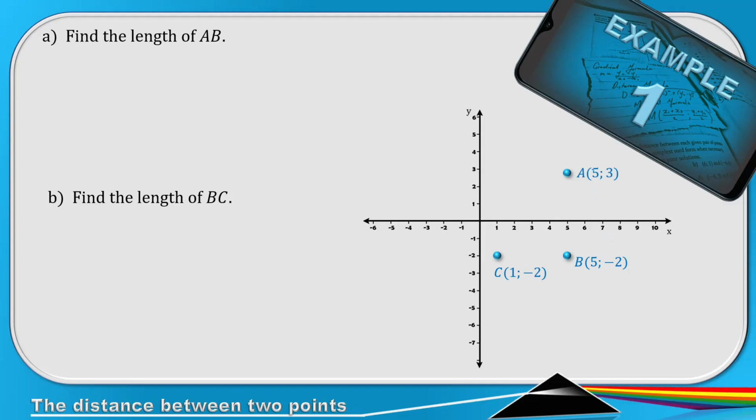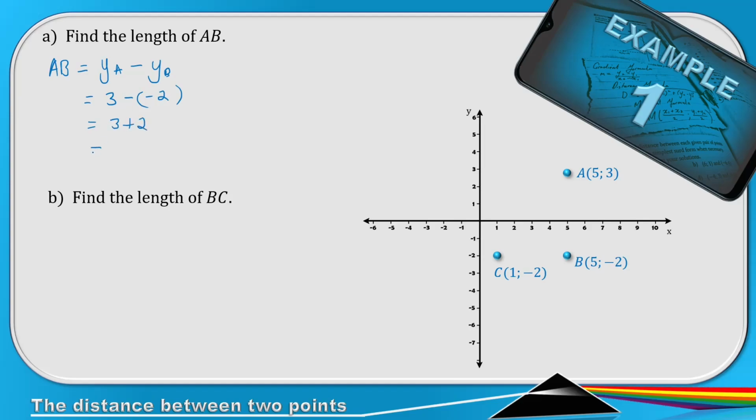So it's very important that the x values are the same to then find the distance, because then the only difference is the difference between the y values. So I'm going to say the length of AB is equal to the y value of A, because that's the bigger value, or the one on the top, minus the one at the bottom, minus the y value of B.